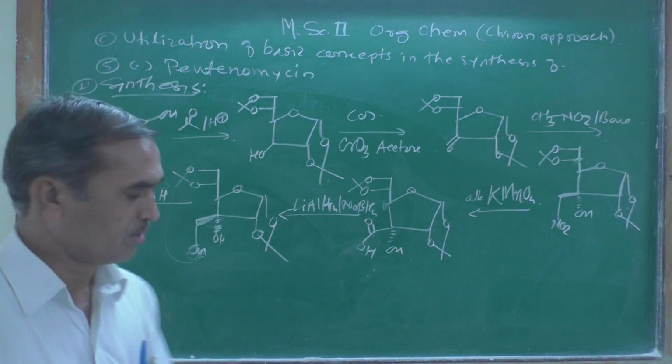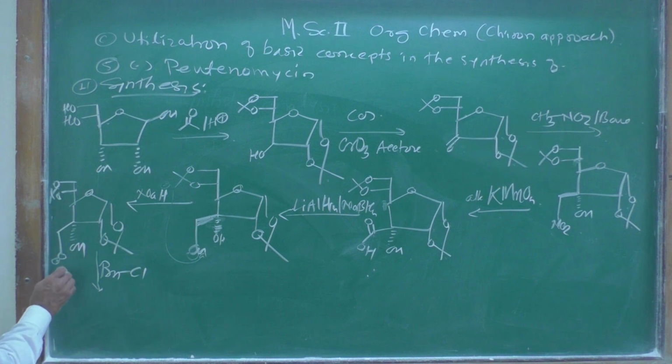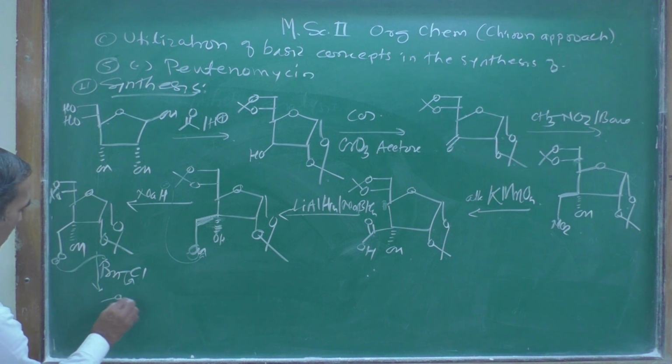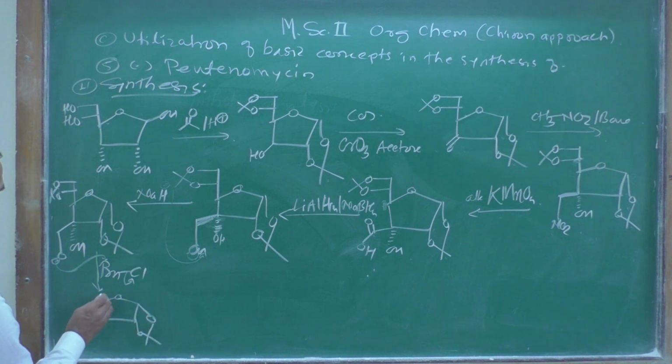And after that you treat this compound with BnCl, benzyl chloride. What is going to happen? This is going to attack the benzyl group, Cl gets removed, and you are going to get the product here. This group remains as it is, and this also remains as it is, right? Now here, what is happening? OBn, and this one is an OH as it is.